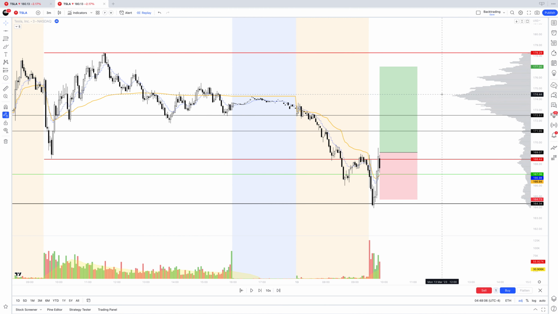Alright, so let's see if we get filled here. First candle comes in, and we are filled. So let's just note what time we're filled at. We're filled at 9:54, and we are long this time.